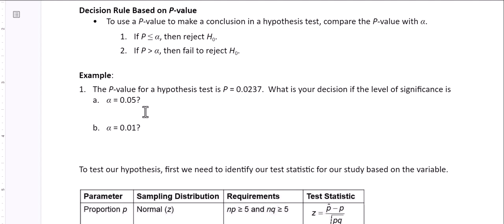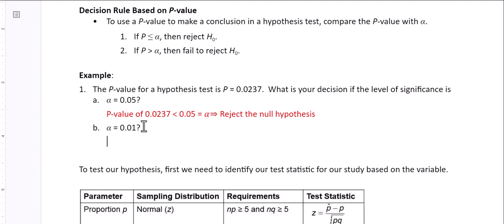So then what will be our decision? Because our p-value is smaller than alpha, then we reject the null hypothesis, right? Our p-value of 0.0237 is less than 0.05. So we reject the null. And you can go by decimal places, right? The 10th place are the same, and then the 100th place, that's a 2 and that's a 5, so this is smaller.